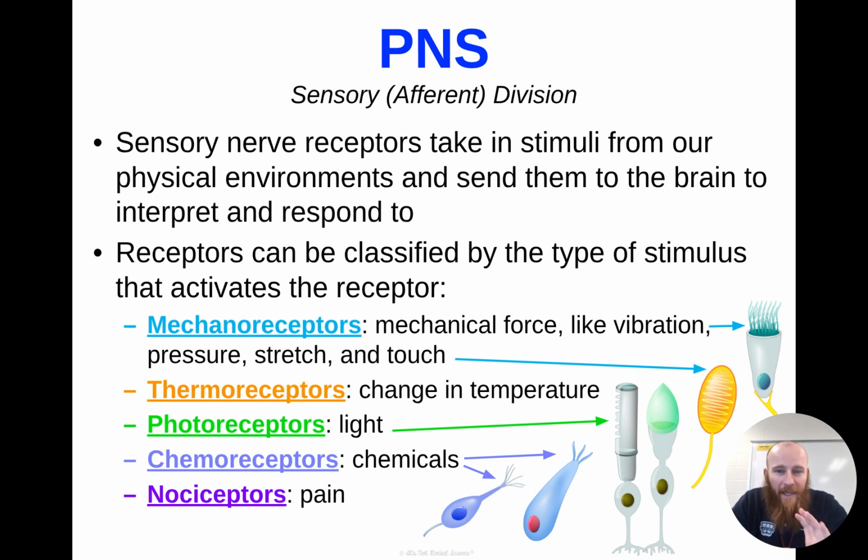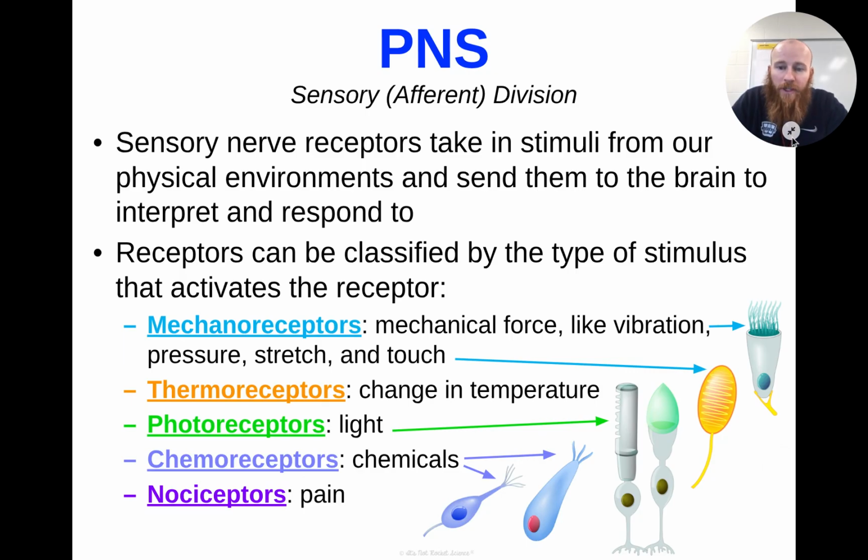Here are the classifications of our different types of receptors. It's all based off of the type of stimulus that each one is specifically structured to respond to. So we have our mechanoreceptors. These respond specifically to mechanical force. This could be vibration, pressure, stretch, and touch.